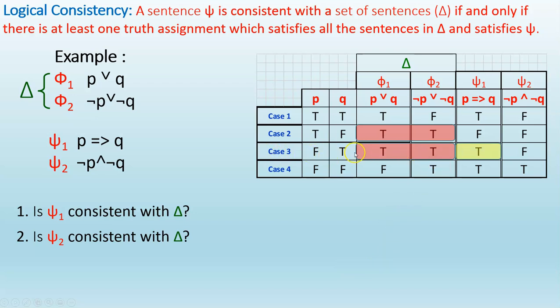So if you'll notice, case 3 fits the definition of consistency, where all of the sentences in delta are satisfied, that's these two sentences, and also psi is satisfied. Case 2 does not fit that. However, the definition doesn't require all the cases, just at least one truth assignment, not every truth assignment. Okay, so that's an important distinction to make. So the answer is yes, psi 1 is consistent with delta.